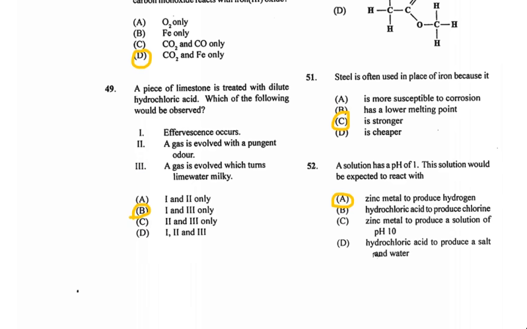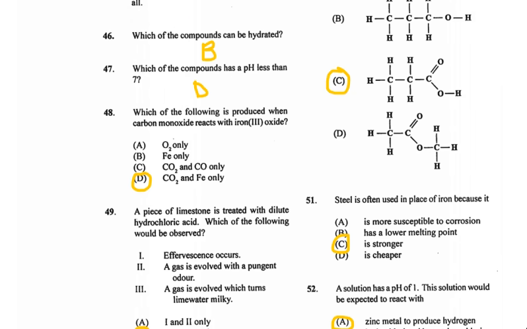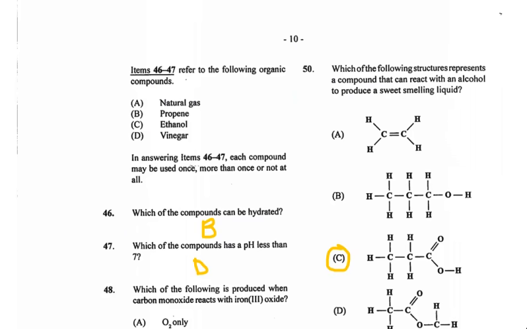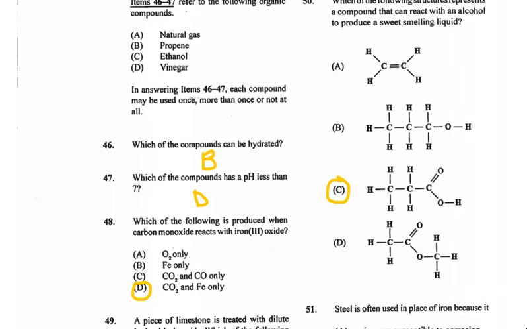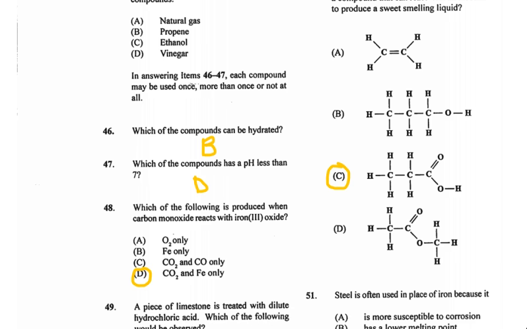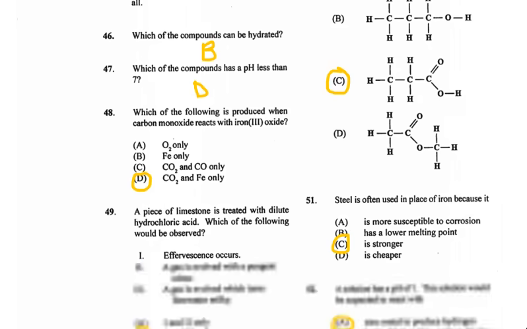Number 49, a piece of lime is treated with dilute hydrochloric acid, which of the following would be observed, and we observe effervescence occurred, and also a gas is evolved which turns lime water milky. All right, number 50, which of the following structures represents a compound that can react with alcohol and produce a sweet smelling liquid, and this one is very simple, and this one is, as you can see, diagram C.